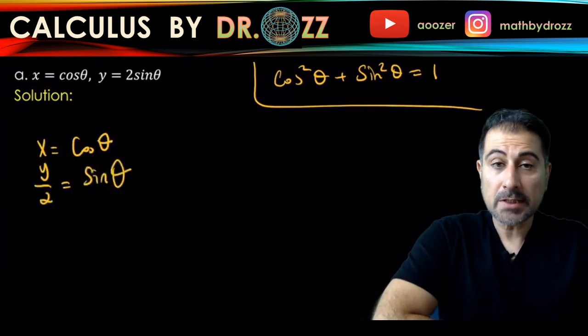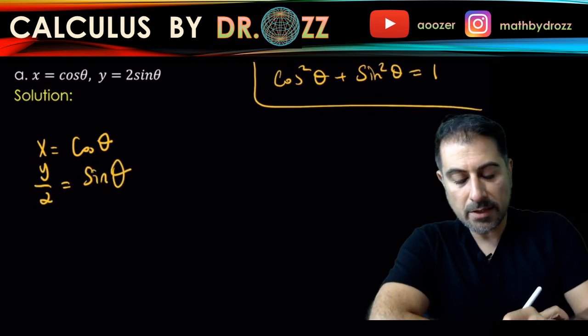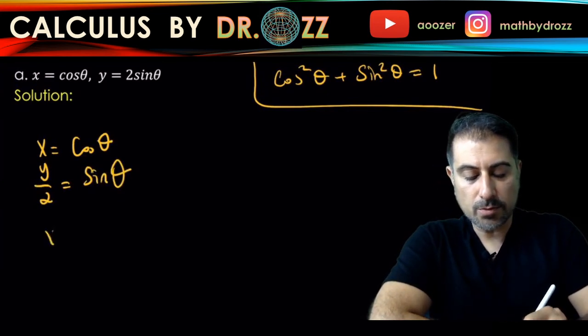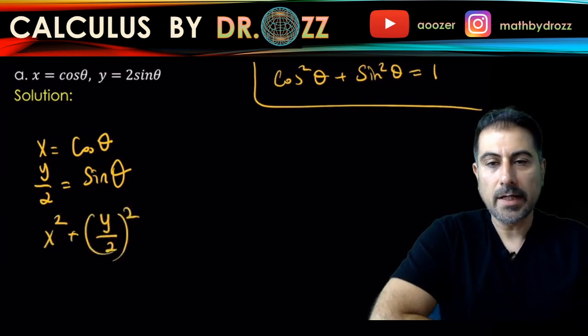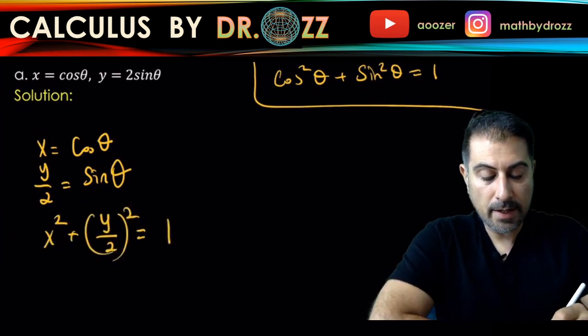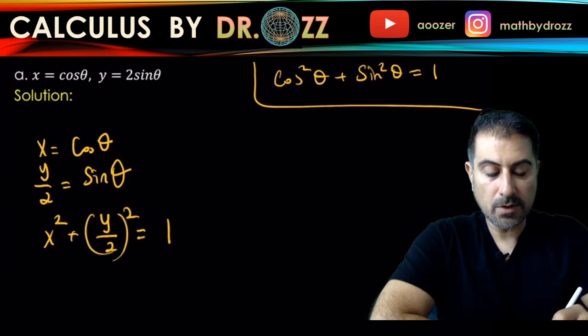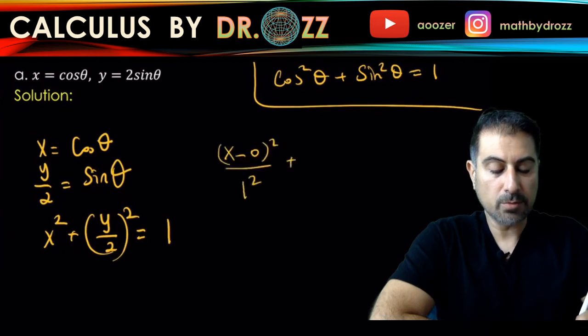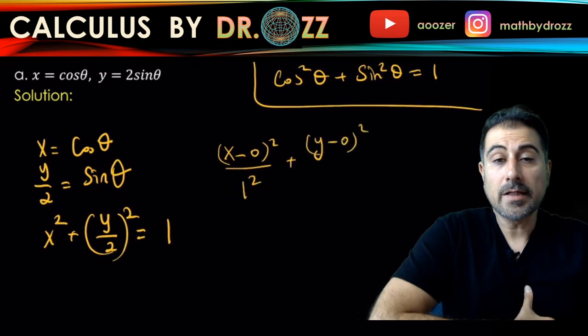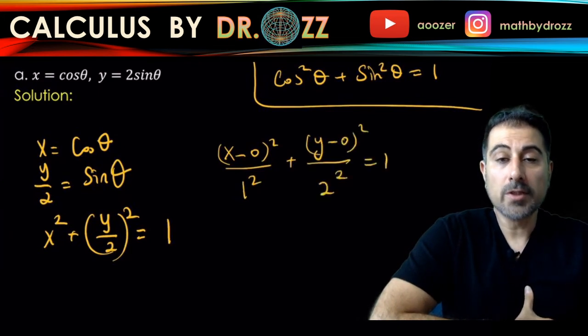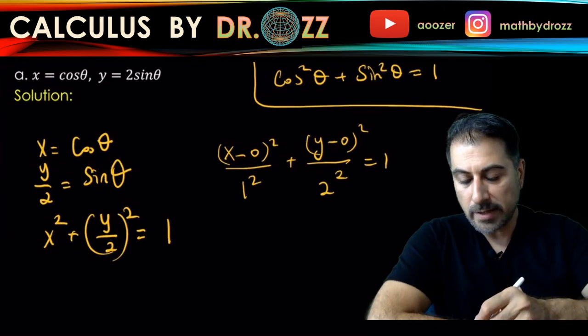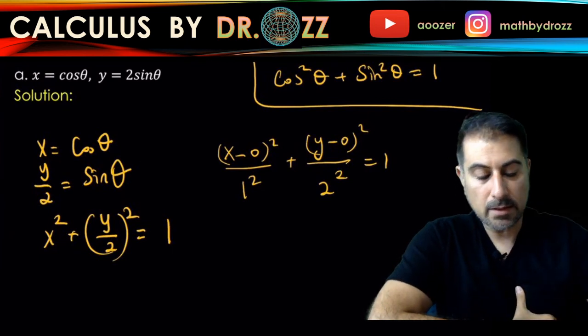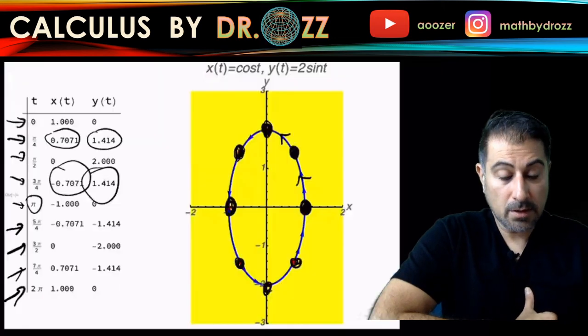Sine squared plus cosine squared equals 1. So for that reason, x squared plus y over 2 squared equals 1. This way I eliminate theta, and now I can write this in the standard form of the equation of an ellipse: x minus 0 squared over 1 squared plus y minus 0 squared over 2 squared equals 1. This is an ellipse centered at the origin 0, 0, with a being 2 and b being 1, and it's an ellipse whose major axis is vertical. That's exactly matching what we found in the graph here.